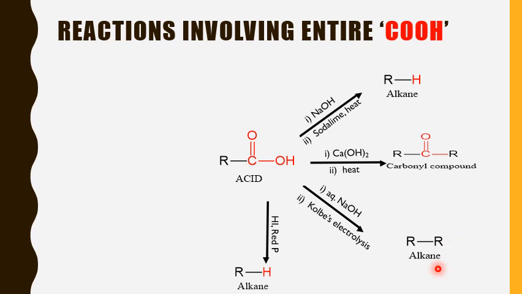And the next reaction is reduction with red phosphorus and hydrogen iodide, HI and red phosphorus. This will give you RH, that means an alkane. So the entire COOH group will be reduced to H. That means oxygen is removed.